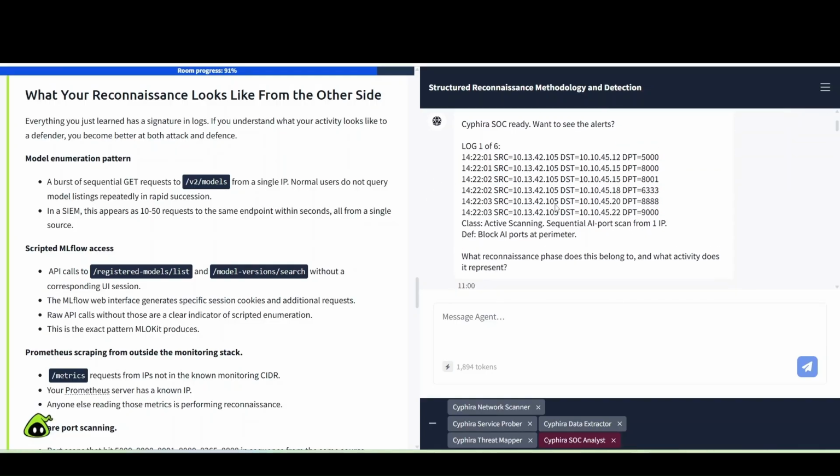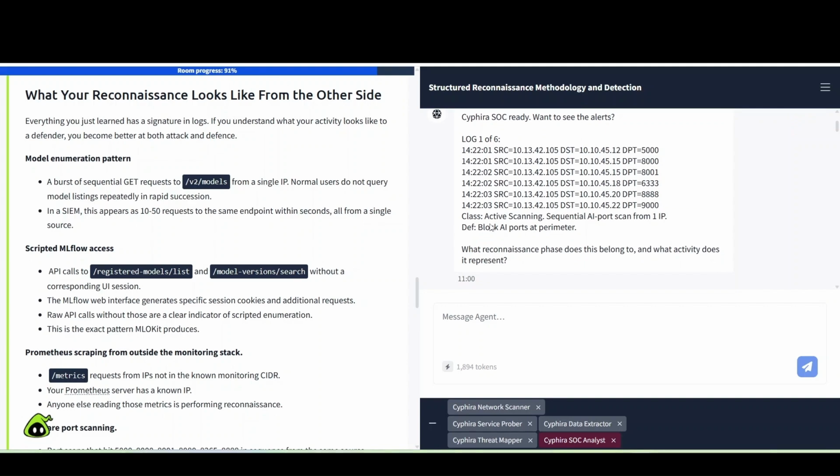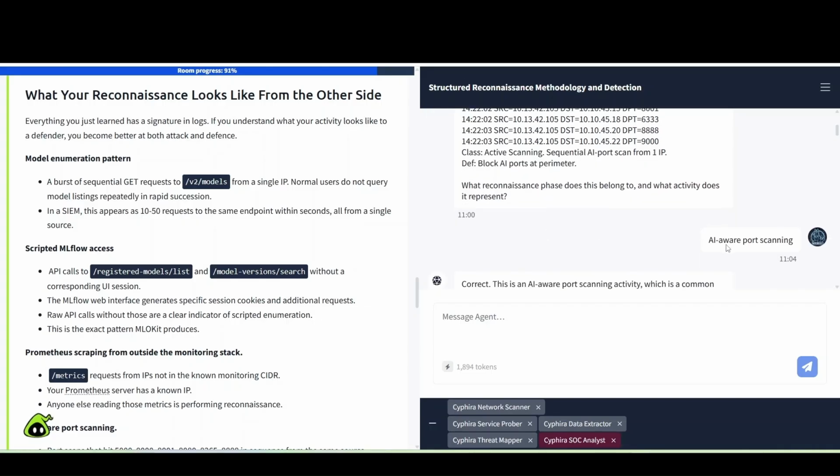It gives you an example of a log here, and then some other information: class, active scanning, sequential AI port scan from one IP, defense, block AI ports at perimeter. What reconnaissance phase does this belong to, and what activity does it represent? I said AI-aware port scanning.